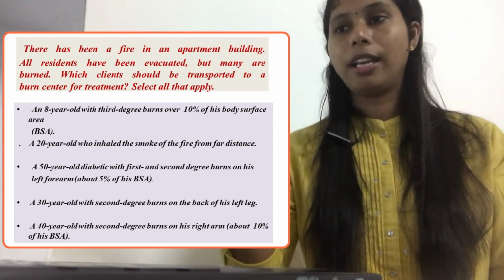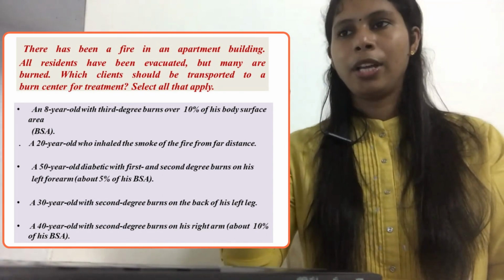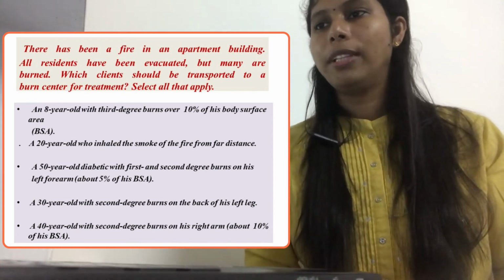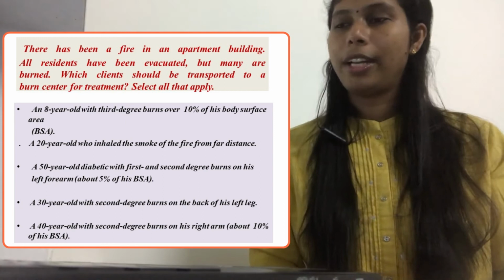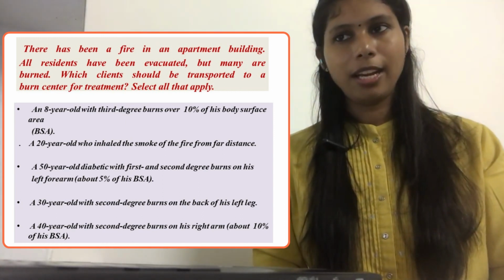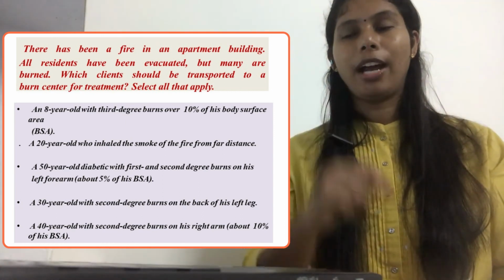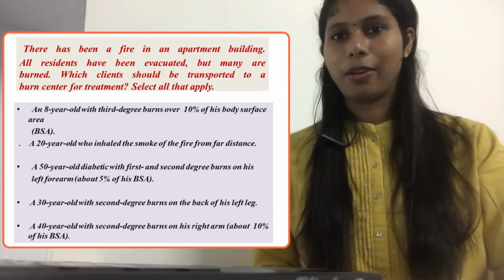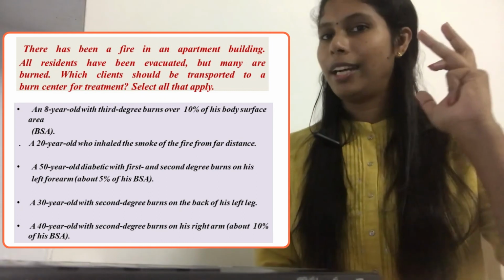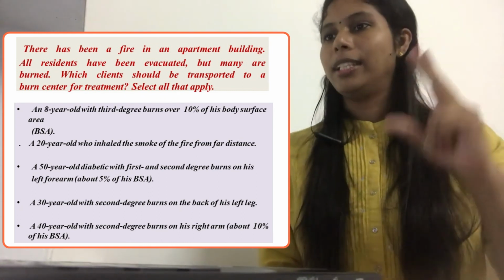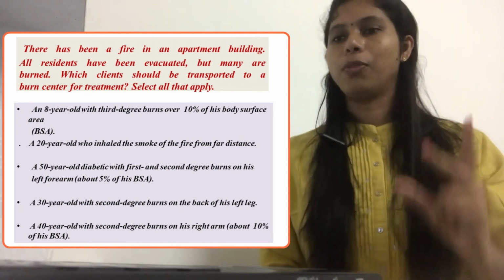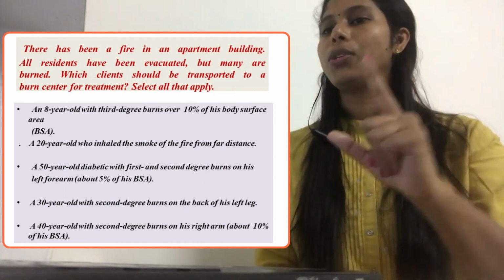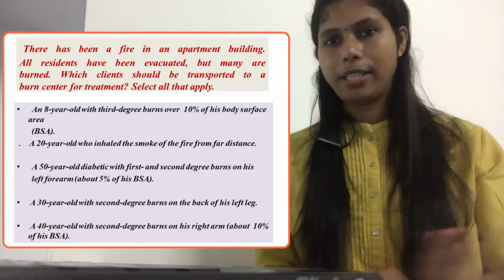We are taking the priority ones as the clients who should be transferred to a burn center. Then an 80-year-old with third degree burns over 10% of his body surface area. Here we follow the statements. The client is above 60, he is 80 years old, so that is one point. Third degree burns, another point, is also okay. Then it is over 10% of body surface area, which is also a point that we discussed. So he also should be transported to a burn center.